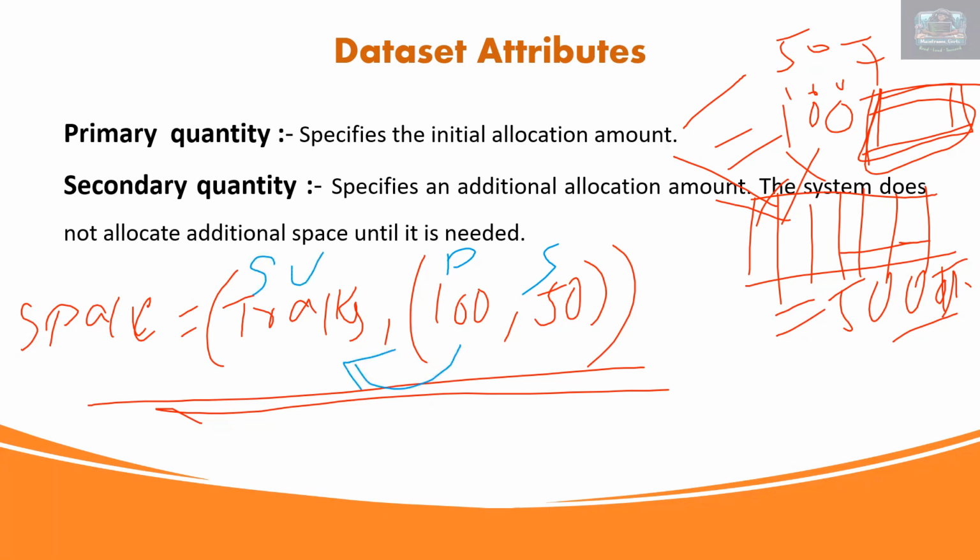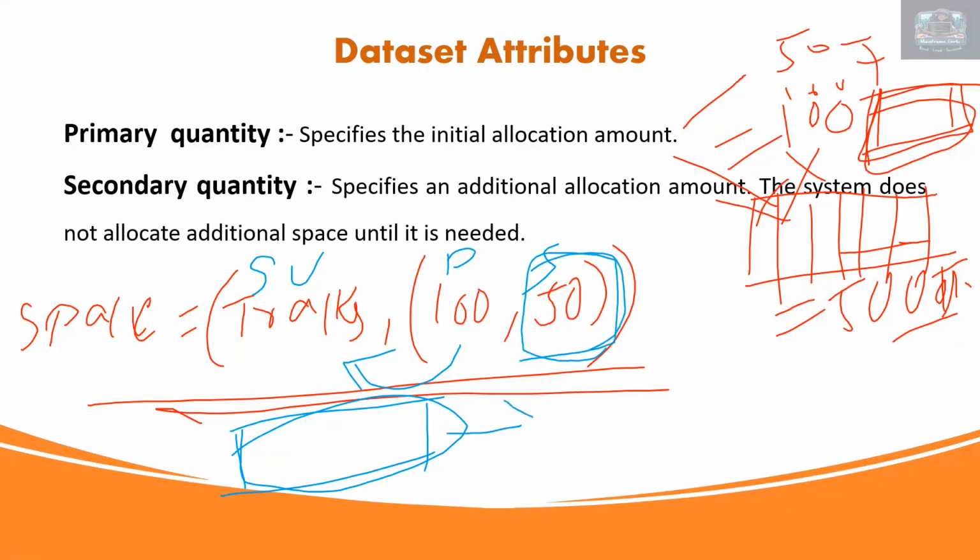As soon as the data set is created, the volume gives you 100 tracks. But what are these 50 tracks then? Why are these 50 tracks needed? When you want the data set to be extended, as I told you, a word, if you remember, extend. If 100 tracks is not enough for the data set, you need more tracks. Then the secondary allocation comes into the picture.